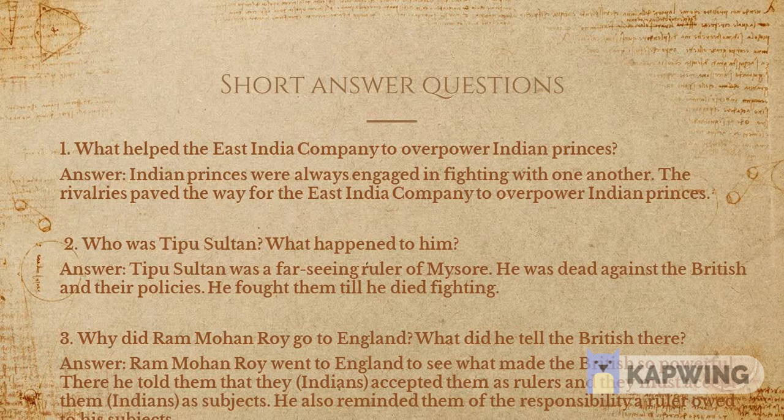Third question, why did Ram Mohan Roy go to England and what did he tell the British there? So Ram Mohan Roy went to England to see what made the British so powerful. There he told them that they, it means Indians, accepted them as rulers and they must accept Indians as subjects. He also reminded them of the responsibility a ruler owed to his subjects.